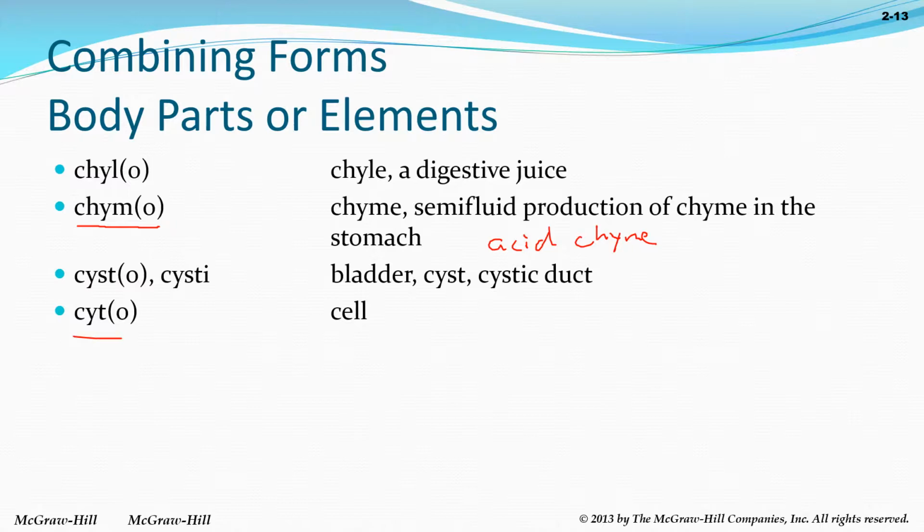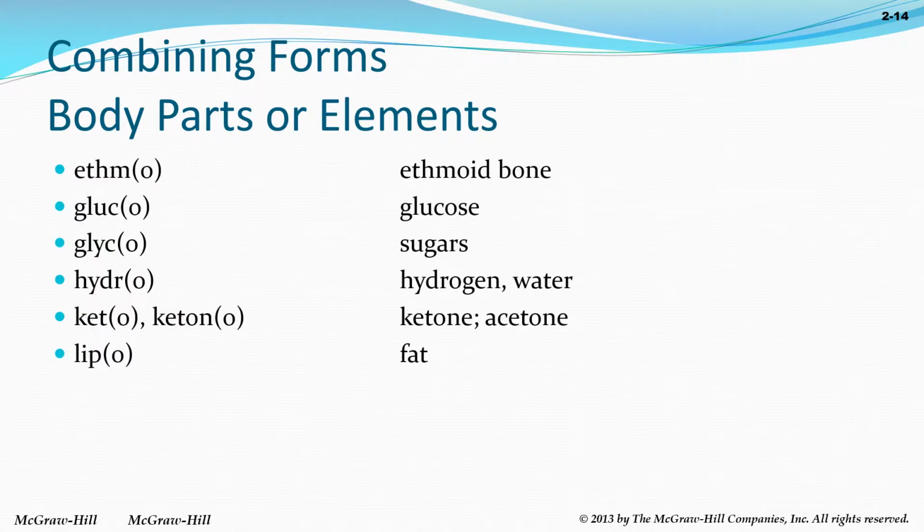Cysto is cell. Cyst is bladder. We had this earlier for the gallbladder. So we have blastocyst. That's going to be an immature cell. Any cyst. Glyco, different sugars. So glucose is just sugar by itself. When they say glycogen, that's more complex sugar, a bunch of sugars linked together.